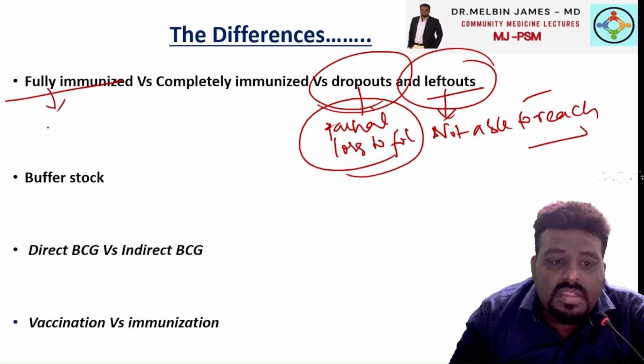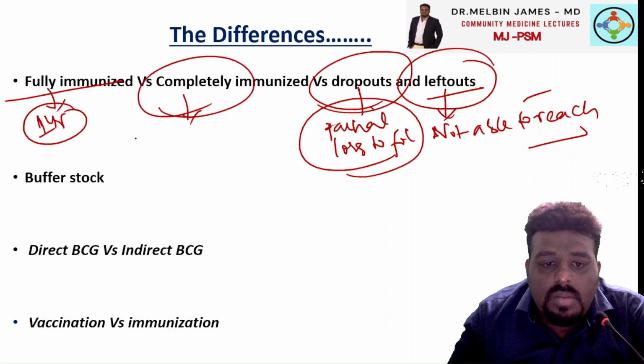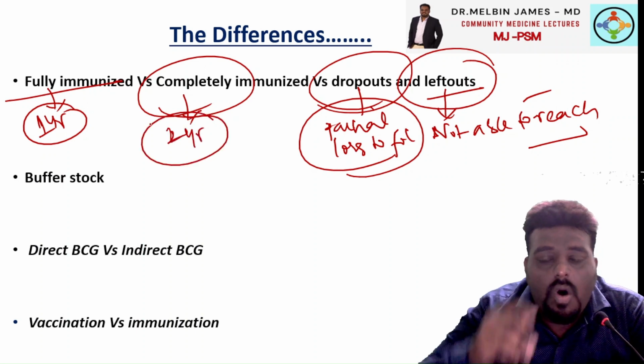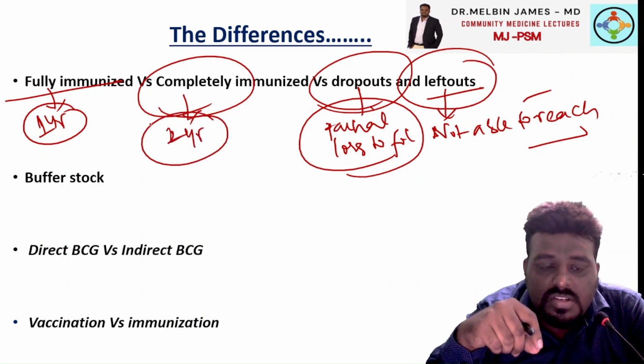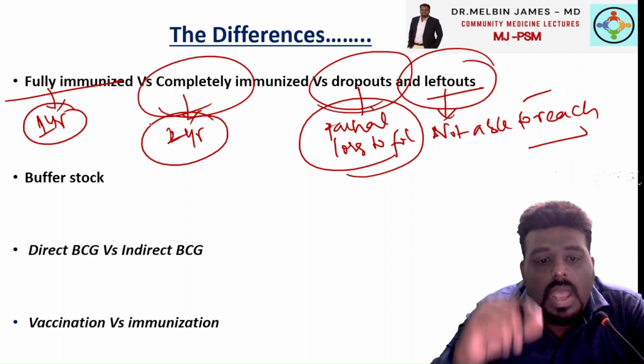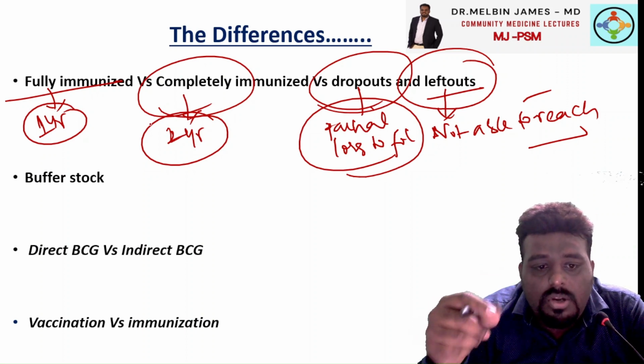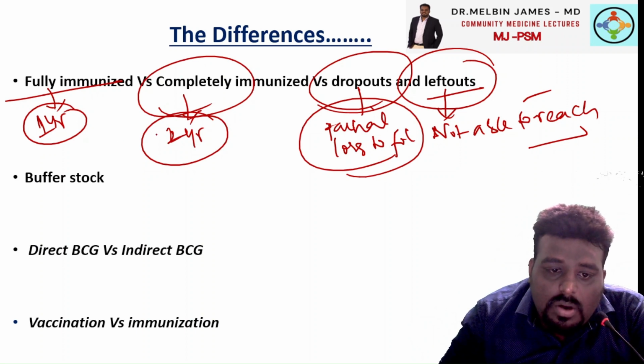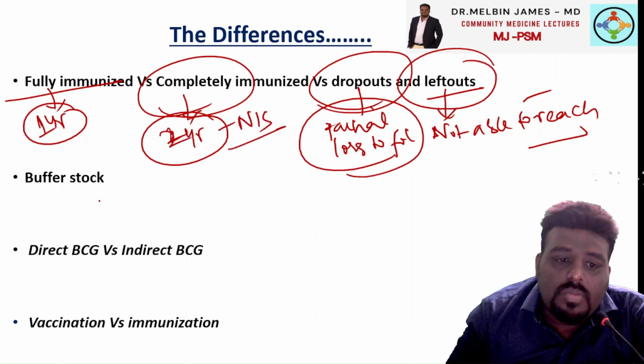Fully immunized: the child has taken vaccines up to 1 year of age, and completely immunized means vaccines up to 2 years of age. All the vaccines under the national immunization schedule which have been taken by the child till 1 year of age means fully immunized, and all the vaccines taken till 2 years of age, according to the NIS schedule, means completely immunized.